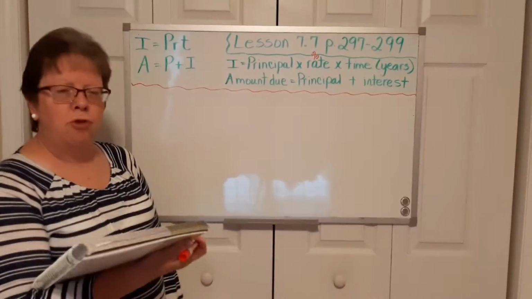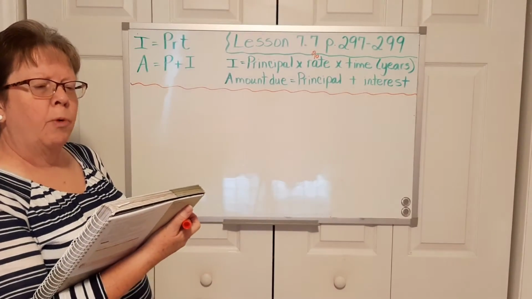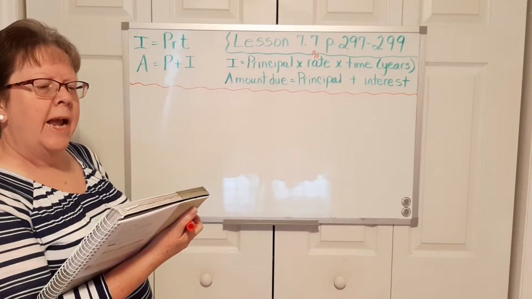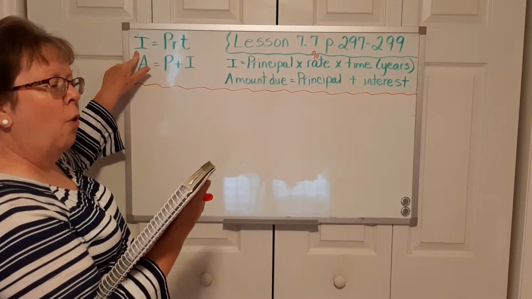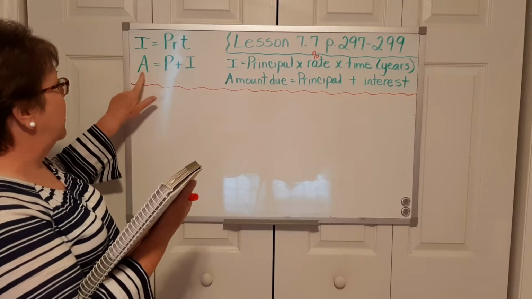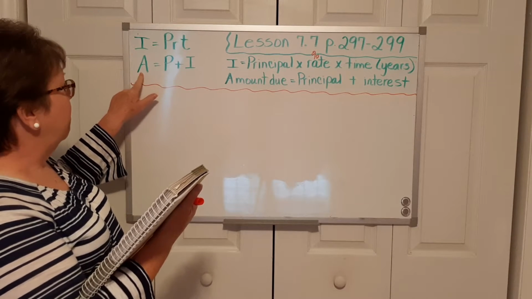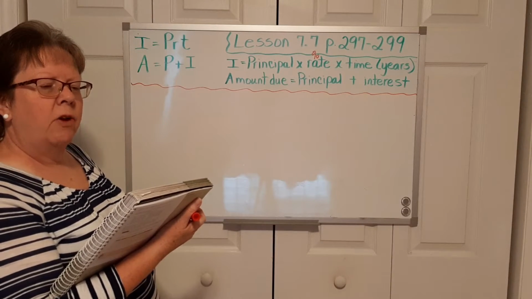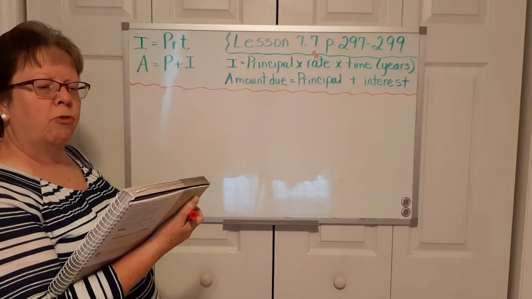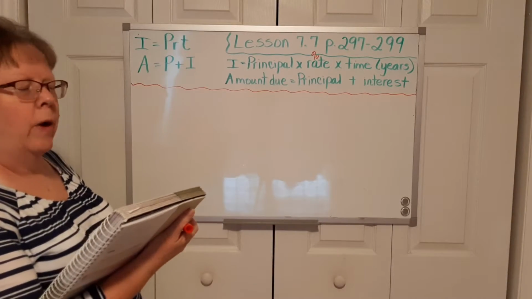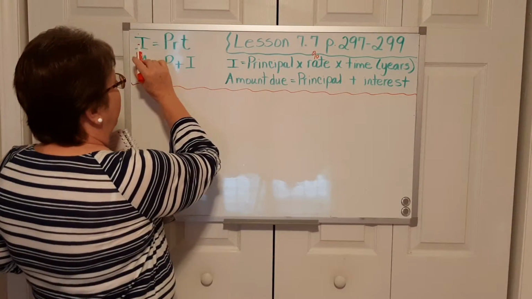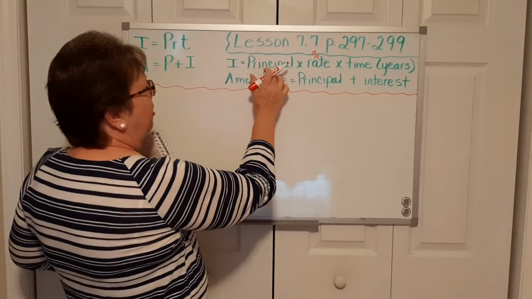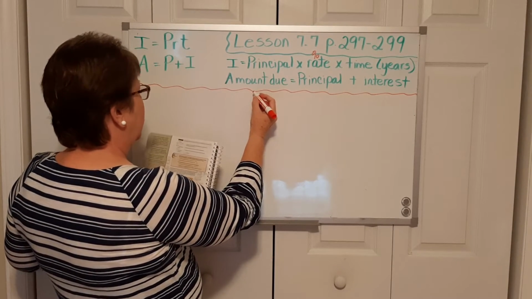Okay, I'm at the top of page 298 with example number 3, okay? It says find the interest. So see, we're going to find the interest and the total value of an investment. So that's going to be your amount due. An investment of $1,500 at 5% simple interest for 9 months. Okay. Now, 9 months. So see, we're going to find the interest first. And so that's our principal. Let me read that again.